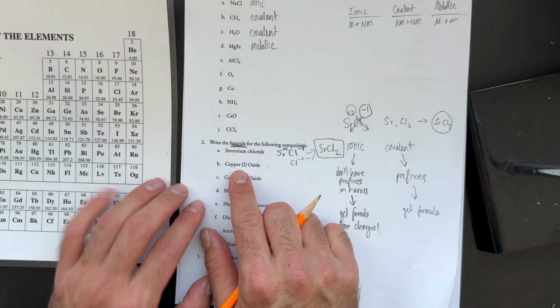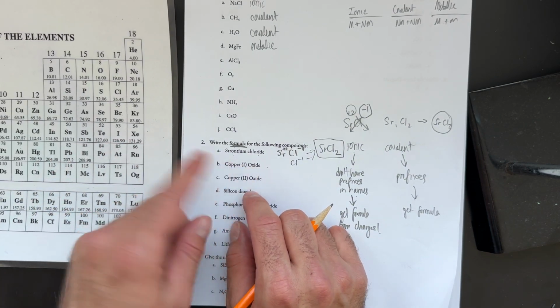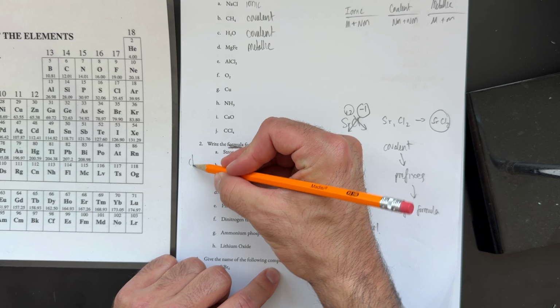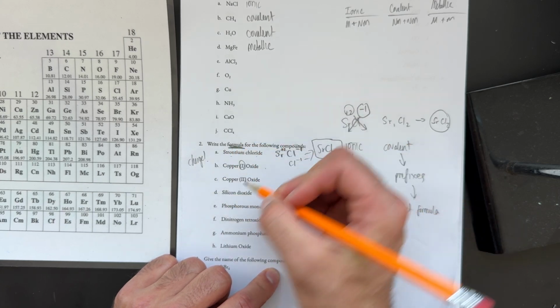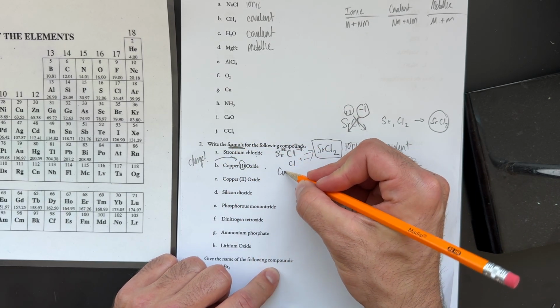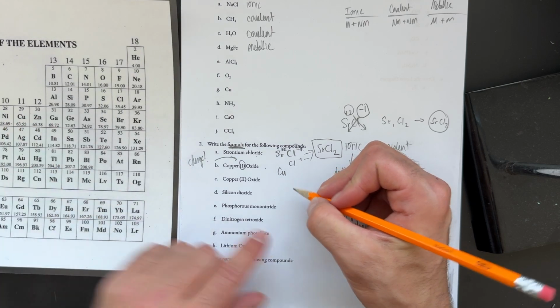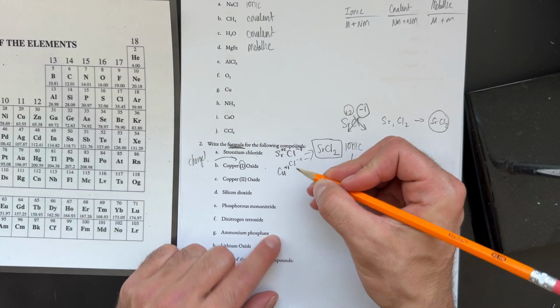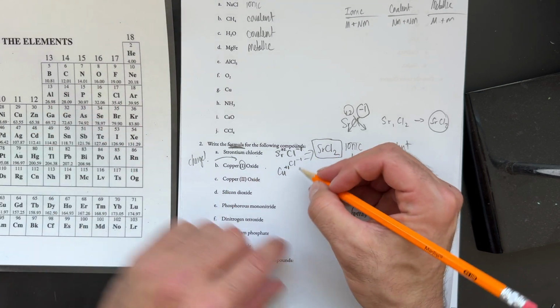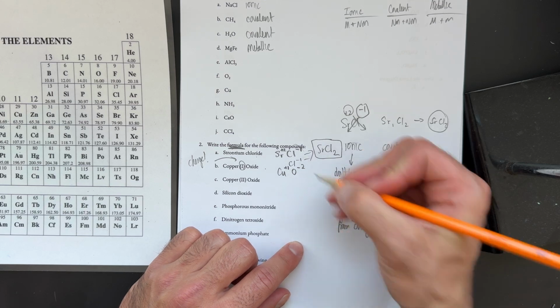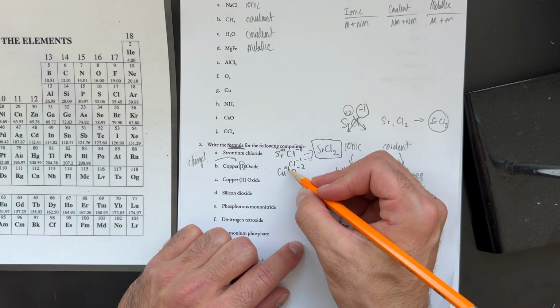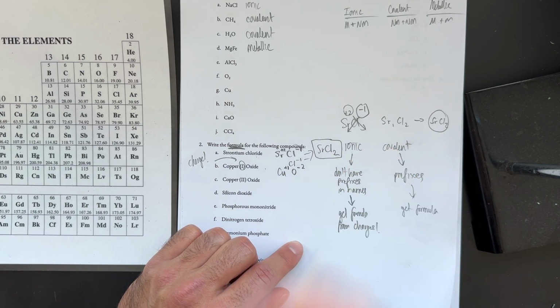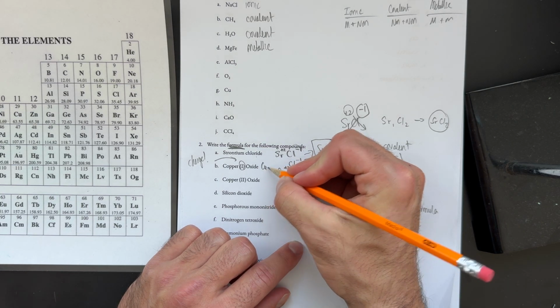Going on to B. B is copper(I) oxide. Remember, what the heck does this mean? That tells you the charge. And so here, what we have is Cu, that's copper, with a +1 charge, and then we have oxide, oxygen, with an O, so that's a -2. And so we need 2 +1s to cancel out the -2, so it's going to be Cu2O.